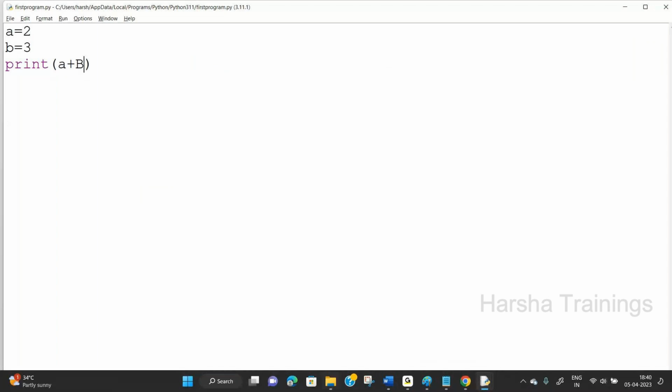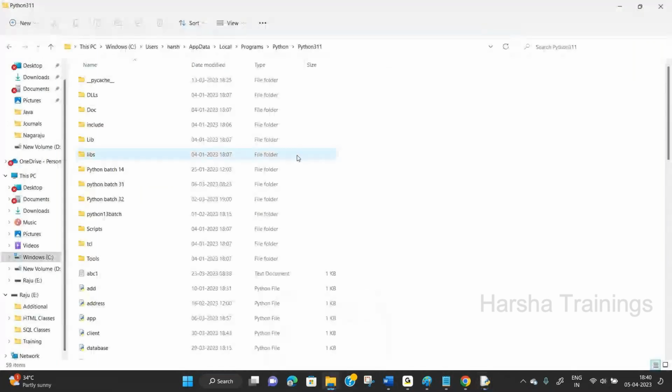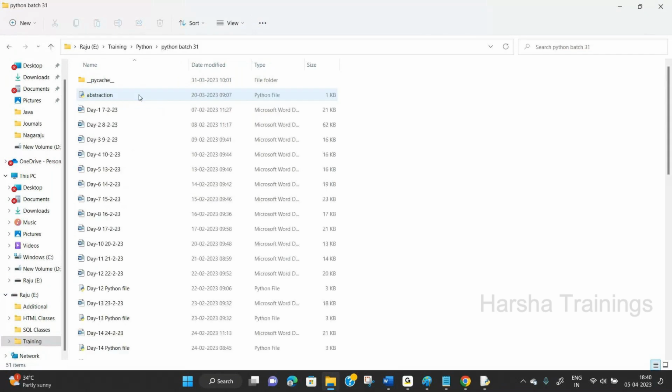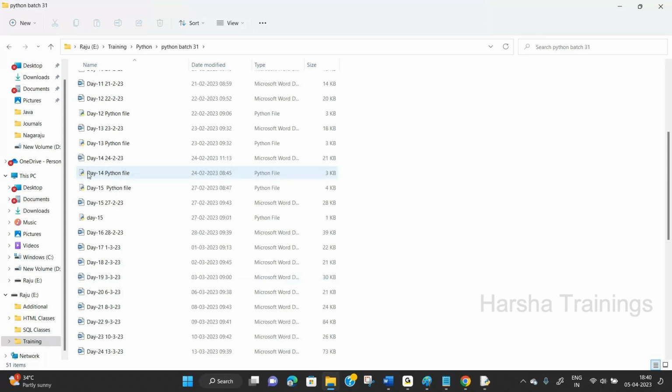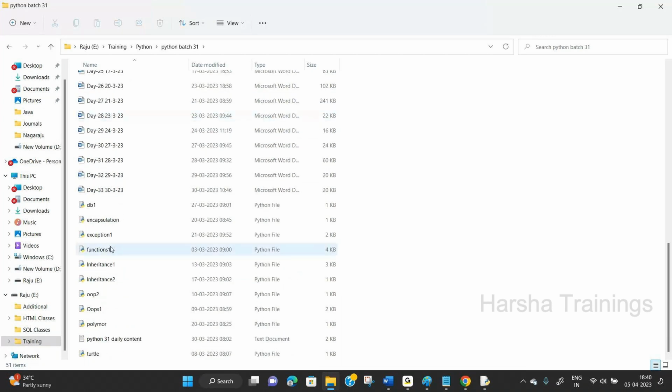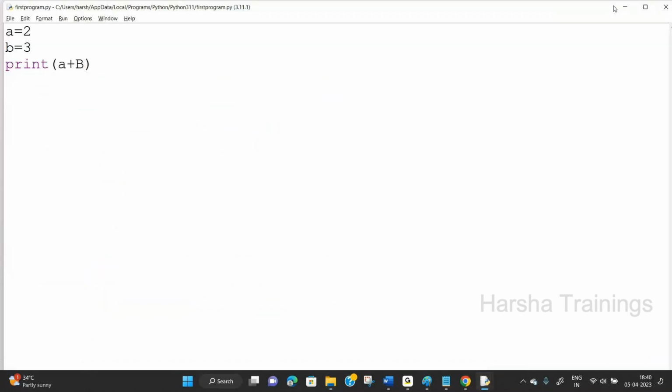For example, I will show you, this is one batch. See this one, day 12 Python file. Whatever program we have completed, we will share that Python file. Suppose encapsulation, exception, functions. So every day along with the document we will provide whatever we are doing in the class. Exactly the same file is shared to you for your practice purpose only.